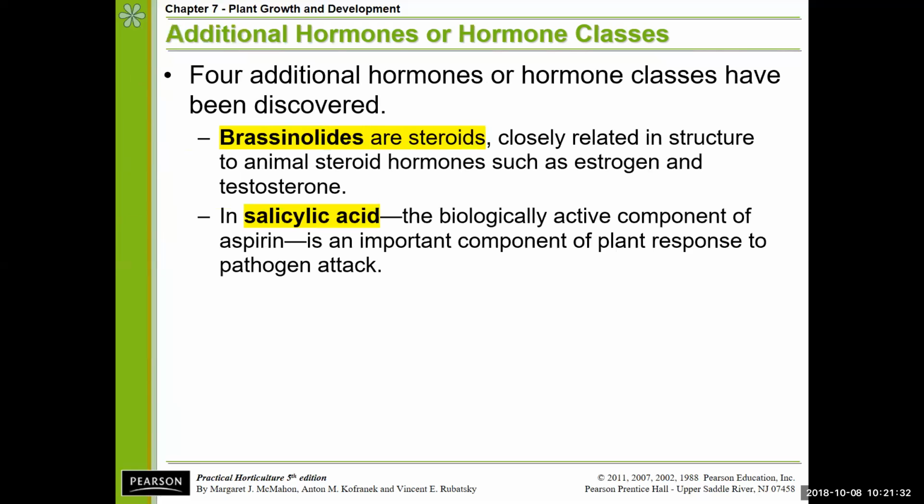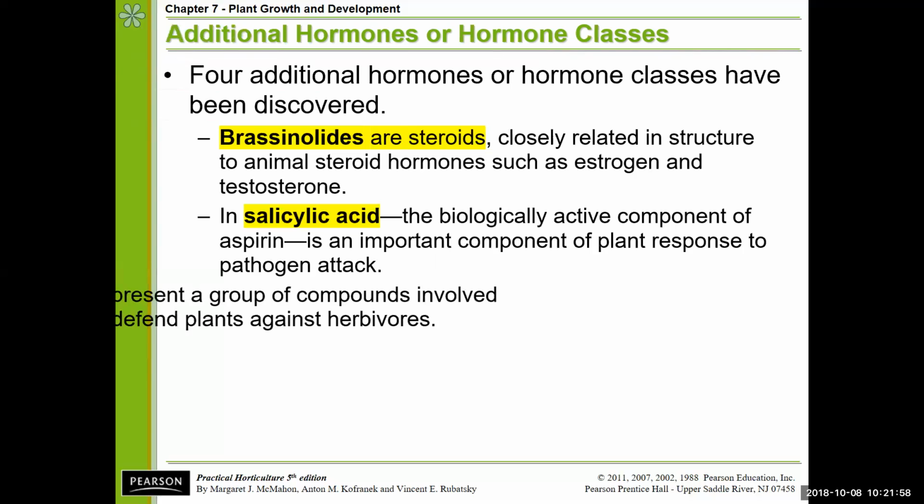Salicylic acid comes from the willows, and also from some poplars too. It's the biologically active component of aspirin, and is an important component of plant response to pathogen attack. So again, we're still figuring out how to use salicylic acid to try to trigger plants to be more naturally reactive to pests and pathogens.